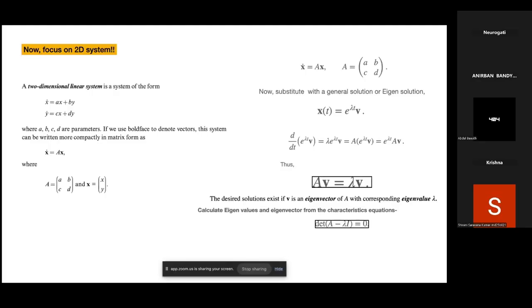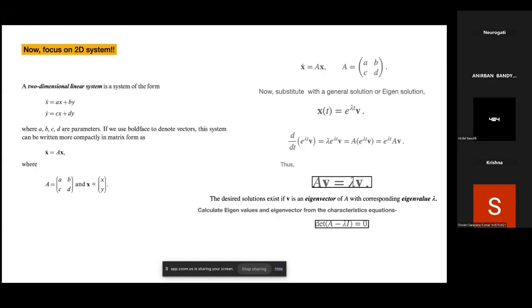Let's say we design a 2D system: x dot is equal to ax plus by, and y dot is equal to cx plus dy, where a, b, c, d are parameters. Let's say these are positive numbers. We can write this as x dot is equal to bold-faced A times bold-faced x, where x is the vector of x and y, and A is the matrix of a, b, c, d. And we can understand how the solution will be.